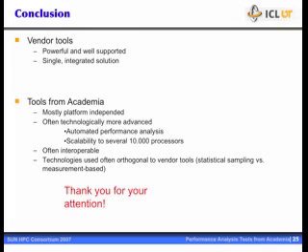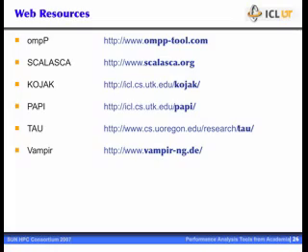For example, SCALASCA supports scalability to several tens of thousands of processors. Another thing is that many tools in the academic world have tried to explore automation to support the performance analysis process. Often those tools are also interoperable, but the technologies used by vendor tools and tools from academia are often orthogonal. Many vendor tools use statistical sampling, while in the academic world, measurements are usually used to get the data. And with that, I thank you for your attention.